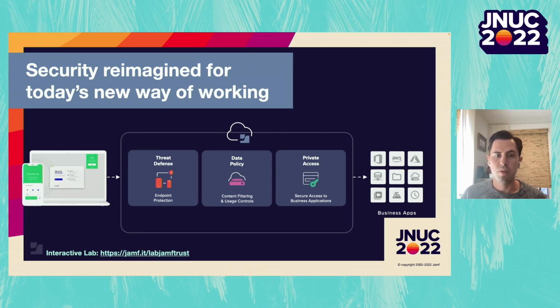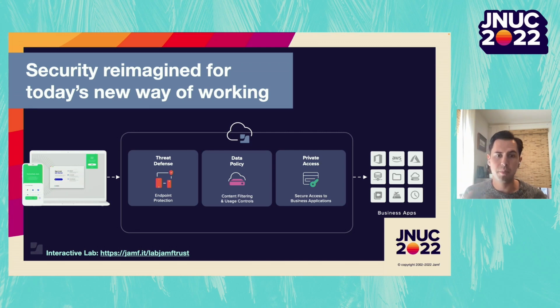Jamf Trust is broken up into three separate capabilities, starting with threat defense, then focusing on data policy, and then concluding with private access. When we talk about threat defense, I'm talking about the ability to protect remote devices and users. With threat defense, we focus both on the endpoint and in the network. Some of those endpoint related threats that we focus on are malicious apps, vulnerable OSs, jailbroken devices, and even sideloaded apps. Some of the more networking focused threats are zero-day phishing, malicious network traffic, cryptojacking, spam, and even risky hotspots for when your users are traveling.